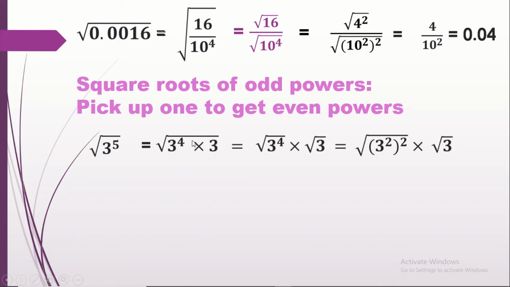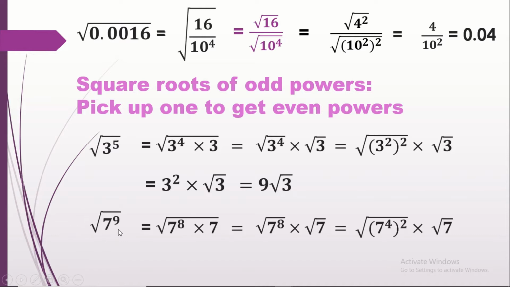Now we can distribute the radical since we have times. So it's radical 3 to the power 4 times radical 3. 3 to the power 4 is an even power. We can divide it by 2. So it's 3 to the power 2, all squared. Now the square cancels the radical. What remains for us? 3 to the power 2. So it's equal to 3 to the power 2 times radical 3. 3 to the power 2 is 9. So it's 9 radical 3. Another example.